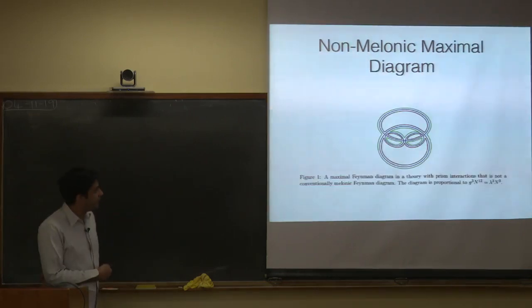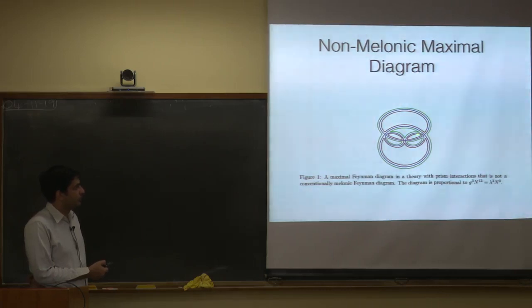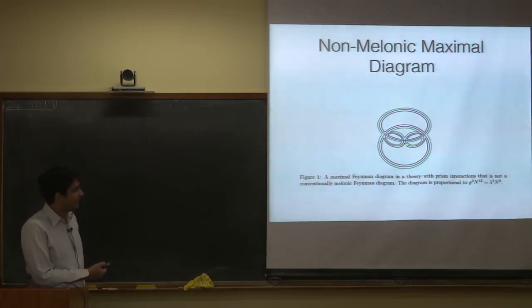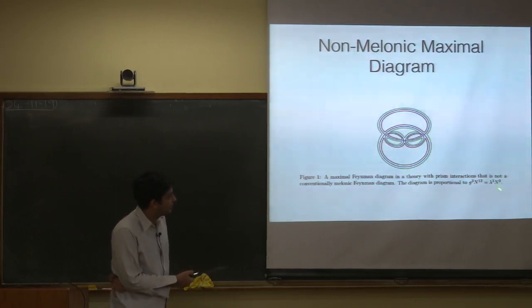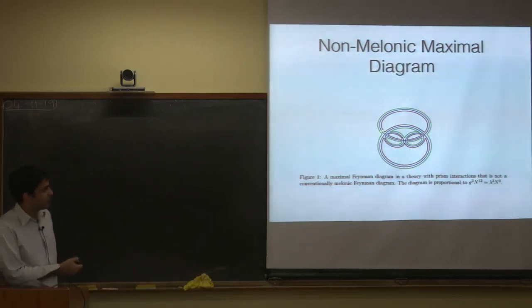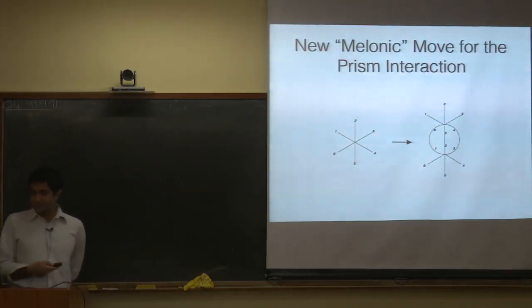For instance, this is a diagram which, if you check, is maximal, but it's not melonic, because this vertex was expanded. So you take a melonic diagram and you expand it. There are 12 total loops, so it's N to the 12 g cubed, which is lambda cubed N cubed. So this is a non-melonic diagram with the prism interaction, but it is of course still summable by this rule.